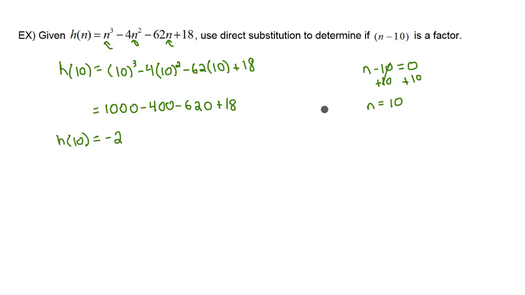-2. So it looks like n equals 10 up here is not going to be a 0. I shouldn't even call it a 0. So n equals 10 is not a 0. That means that n minus 10, the factor that it came from, is not a factor, because we would have needed this number right here to be equal to 0.